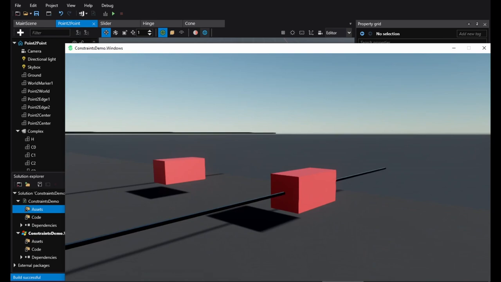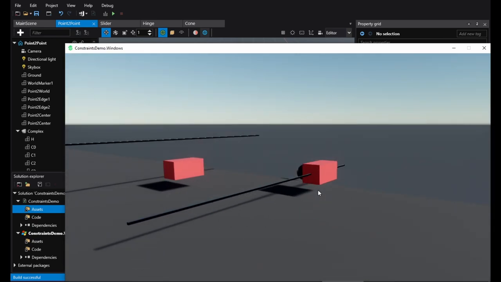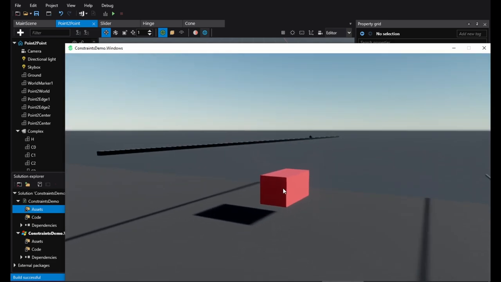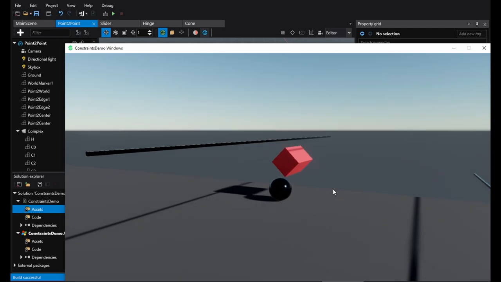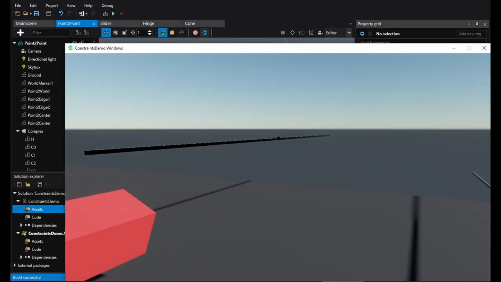Then let's look at some angular limits. Here, this one has no limit, but is allowed to rotate along the axis. And this one has the pivot point slightly outside of the body and a limit on the angle, so it only rotates within about 45 degrees left to right.